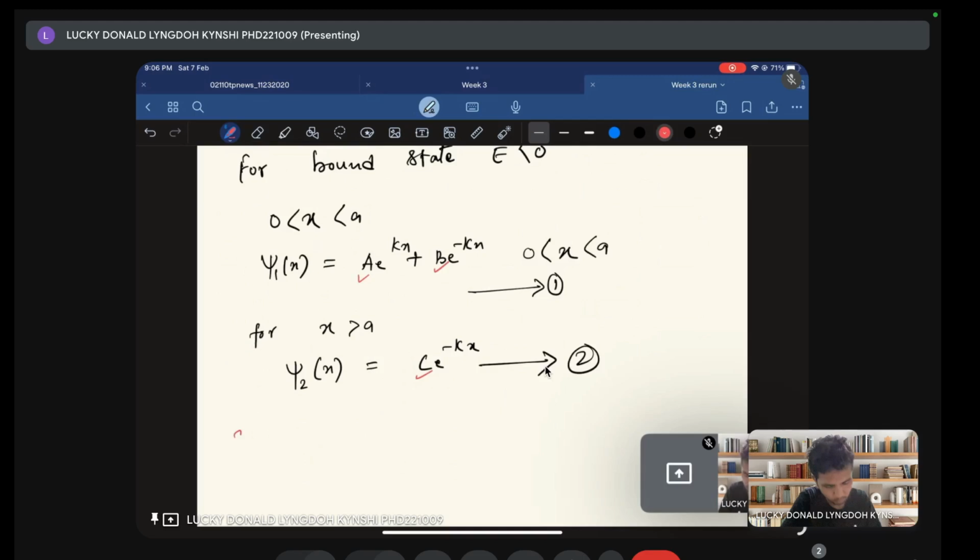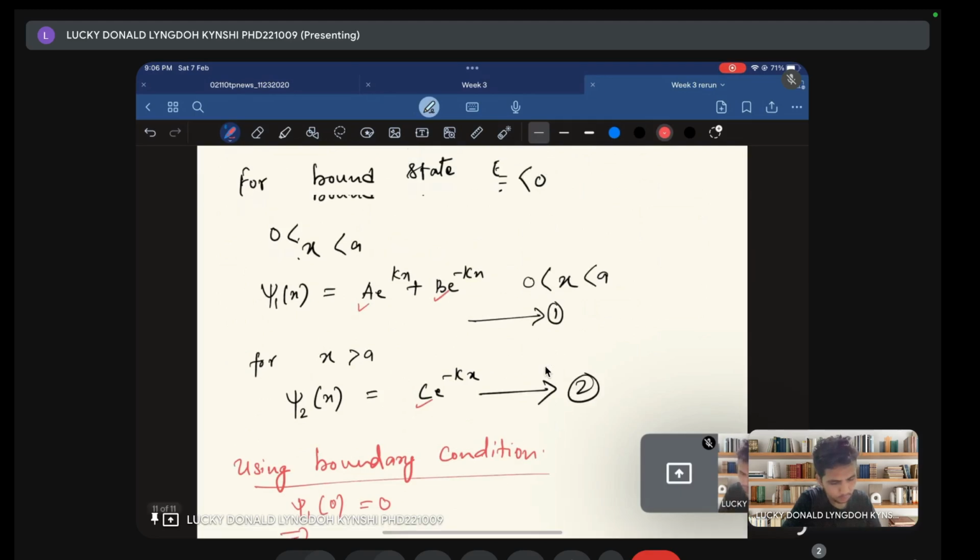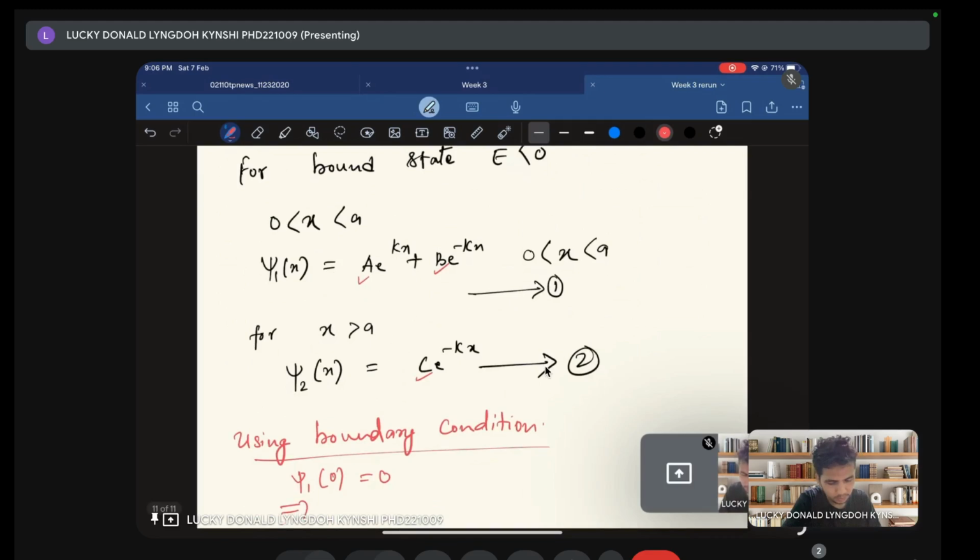So now using the boundary conditions. Okay, what is the first boundary condition? The first boundary condition is that psi1, that is for x greater than 0 and less than a, at 0 is equal to 0. Why? It's because your potential is infinite, so the particle cannot exist at x equal to 0, so the wave function is equal to 0. Now if you put it in equation 1, that means psi1 is equal to 0, so you can get a plus b equal to 0. So you can easily represent it, b is equal to minus a, right? So let me name this as equation 3.